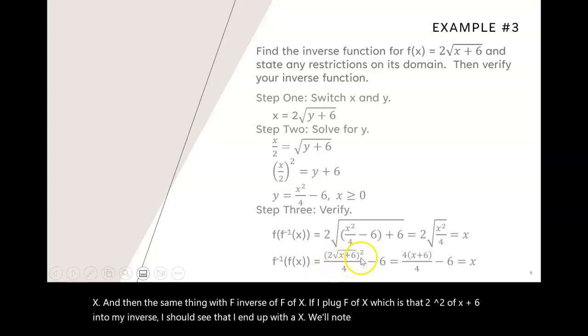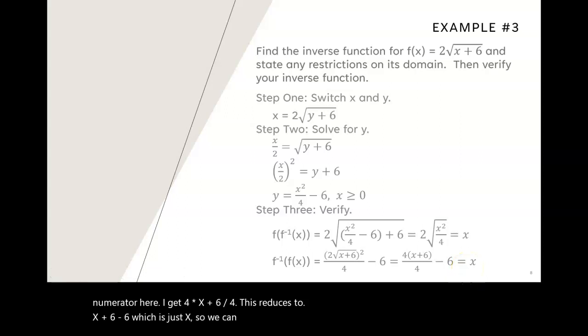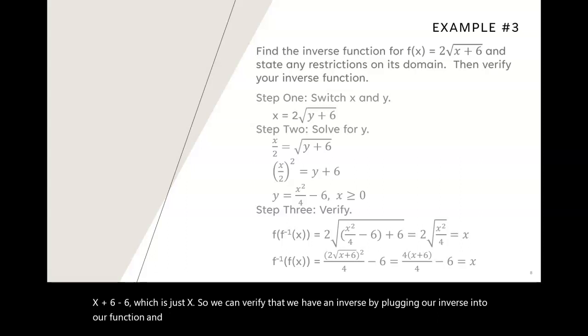Well, notice what happens when I square my numerator here. I get 4 times x plus 6 divided by 4. This reduces to x plus 6 minus 6, which is just x. So we can verify that we have an inverse by plugging our inverse into our function and vice versa.